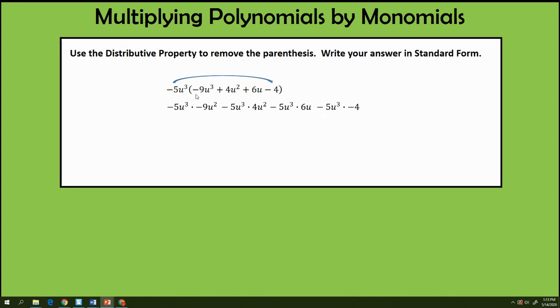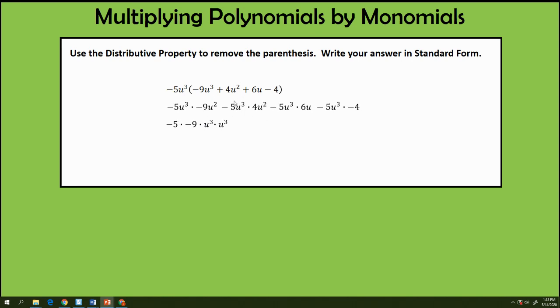Looking here at this first one, again, this is a product of 2 monomials. I'm going to get a monomial answer. This is really negative 5 times u cubed times negative 9 times u cubed. So I'm going to reorder this and make it negative 5 times negative 9 times u cubed times u cubed. That should have been a u cubed; I just miscopied that. So that's why it's u cubed here. And then I'll do the same thing here.